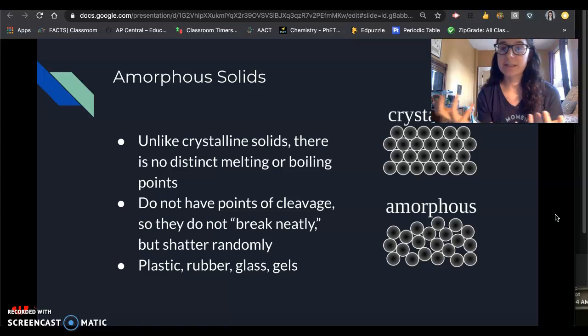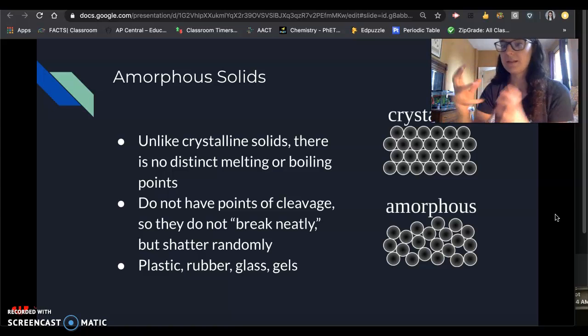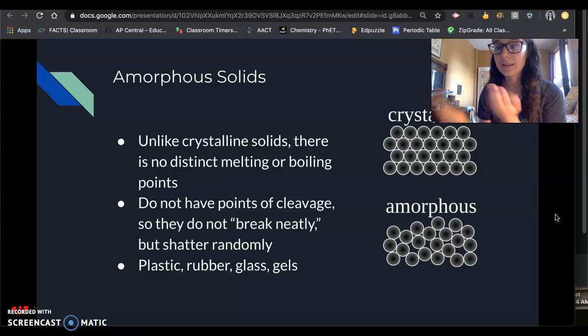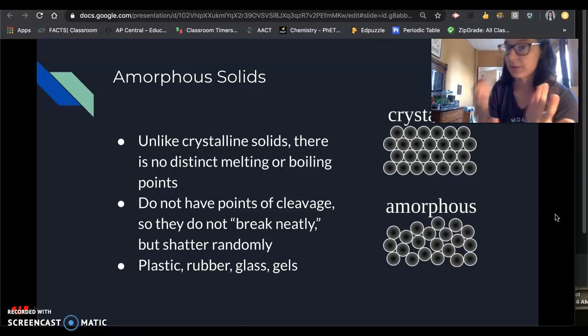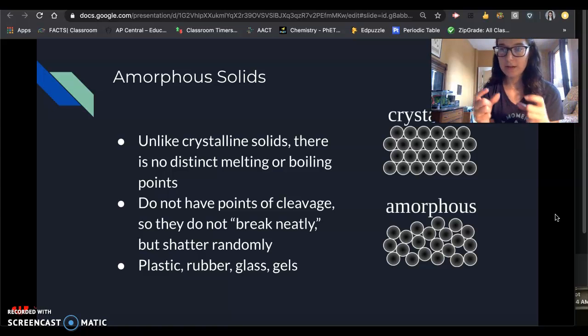So if you've ever seen plastic melt, or if you've ever seen glass makers when they're making different shapes with glass, you'll notice that it bends and you can reform it. And that's because there is no distinct melting or boiling point. They don't have points of cleavage, so they're not brittle. So if you were to take a big chunk of salt and beat it with a hammer, you always get these cubes of salt in varying sizes.